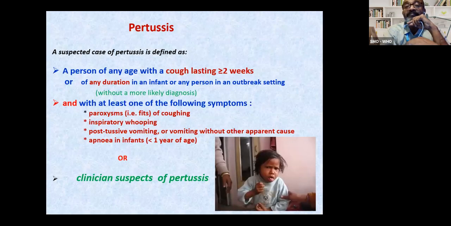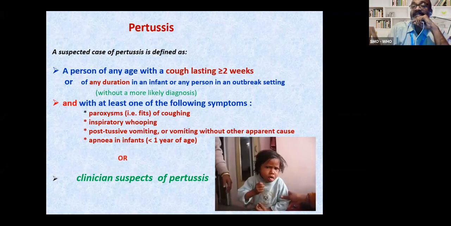And for pertussis, if a clinician suspects pertussis or pertussis cough, immediately it should be reported. Otherwise, these are the criteria. A person of any age with a cough lasting for more than 2 weeks, or of any duration in an infant, or in a person in an outbreak setting. In an outbreak setting, if somebody else has pertussis in that area, no need to wait for 2 weeks of coughing before reporting. You can put it as a suspected pertussis. And with one of the following: paroxysms of cough, inspiratory whoop, post-tussive vomiting, or apnea in an infant.